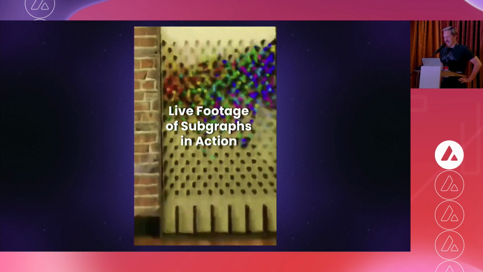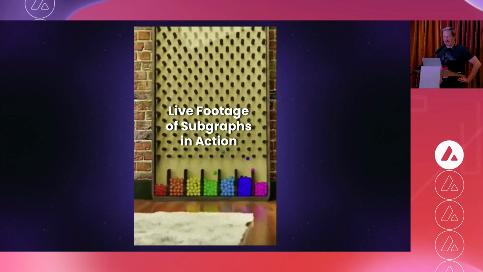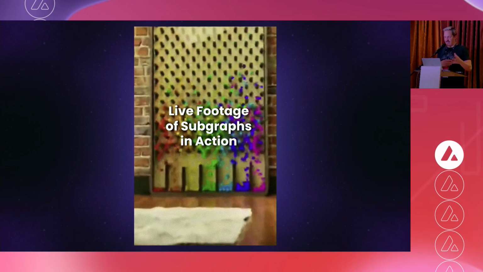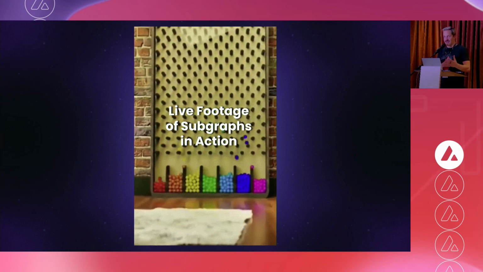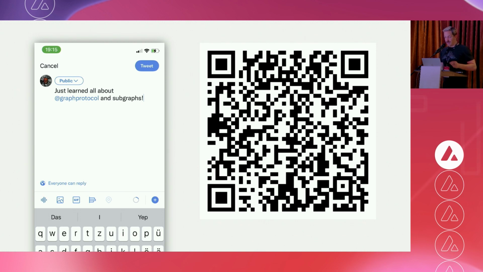Or this is a nice GIF that we have that explains what's actually happening. So we have this mess of different transactions, and in the end, kind of magically, they end up well sorted. Cool. So if you want to tweet about that, you just learned about subgraphs. That's the slide that marketing gave me.